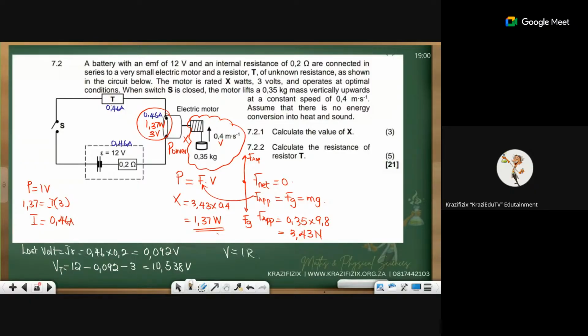Now I know that V equals what? IR. Do I know the voltage? 10,538. Do I know the current there? 0.46 multiplied by what? R of T. What's your answer? So yes? I got the voltage as 8,908. Yeah, I'm getting the same thing.